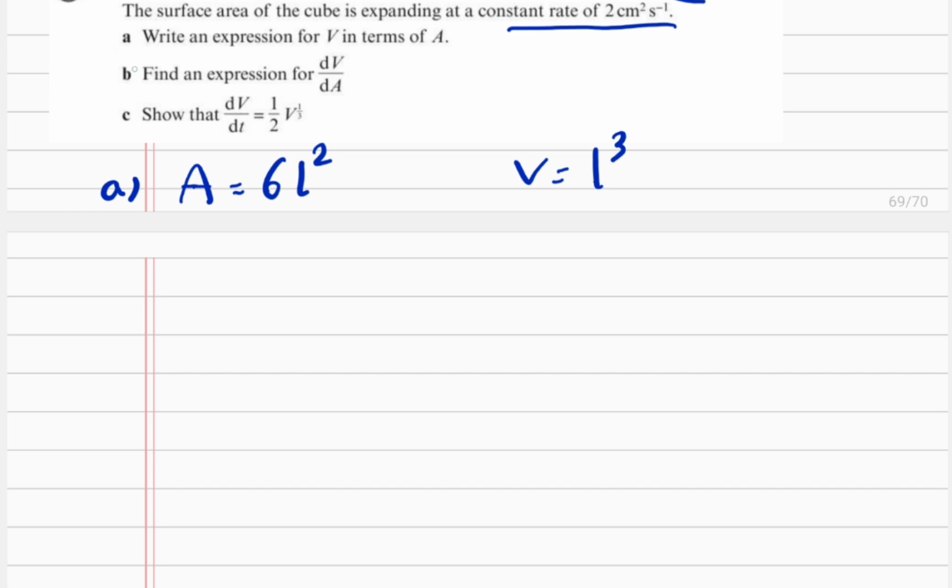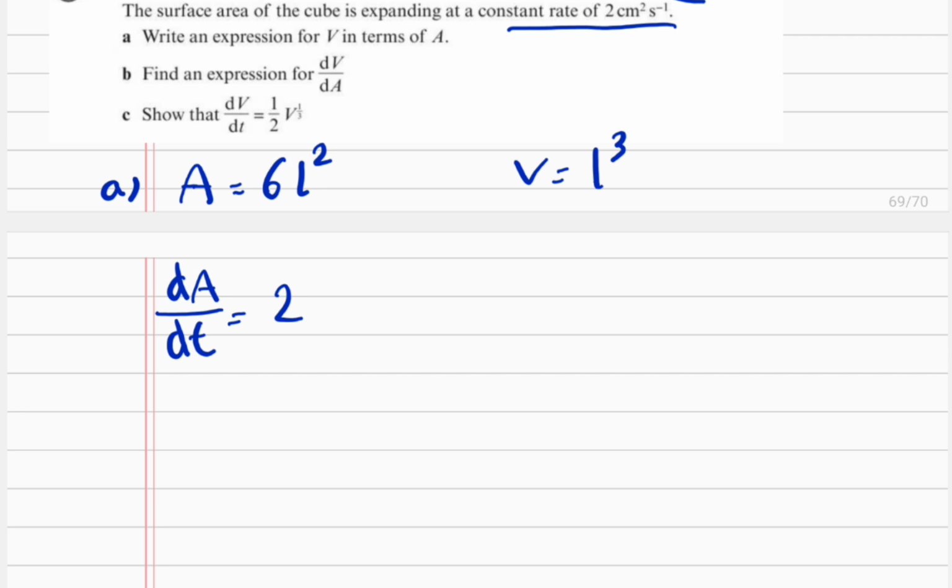Now the next thing that is mentioned is that the surface area of a cube is expanding at a constant rate of 2 centimeters squared per second. So this is giving us the rate of change of the surface area of the cube, or basically dA by dt is equal to 2, because this is just the rate it is expanding at, and it's positive, so we don't have any negatives here. And now for part A, we want to write an expression for V in terms of A.